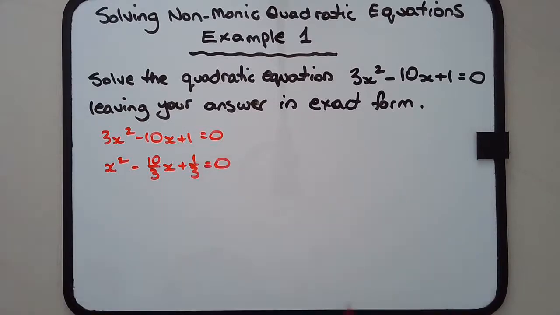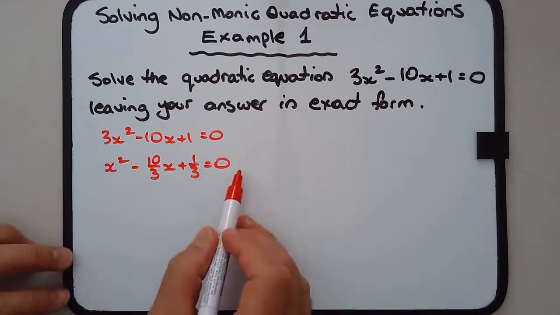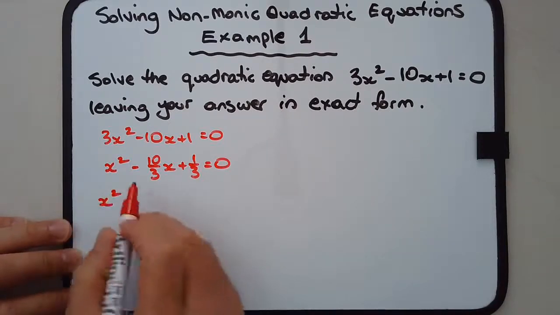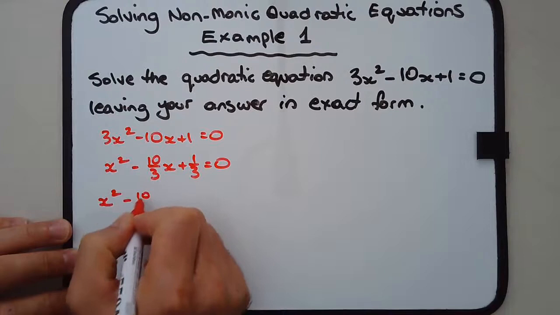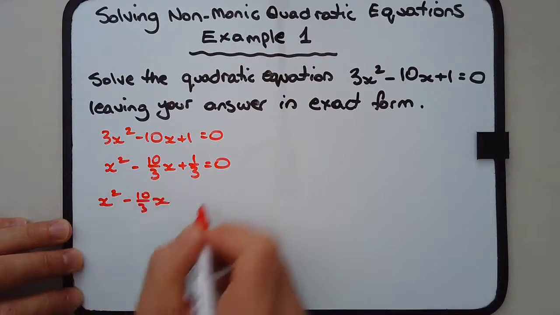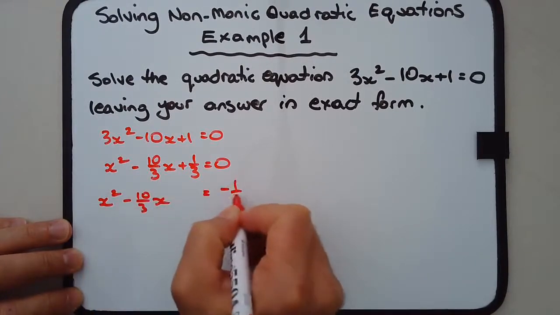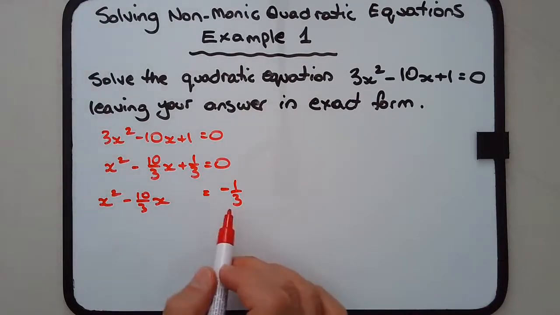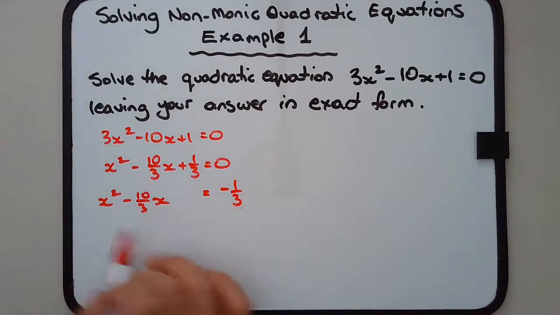So why don't we now move the positive 1/3 over, because now we're going to do the completion of the square on the left-hand side. So x squared minus 10 over 3x is equal to negative 1 on 3. Now let's complete the square. We need to add something to both sides of this equation so that we can express the left-hand side as a perfect square.